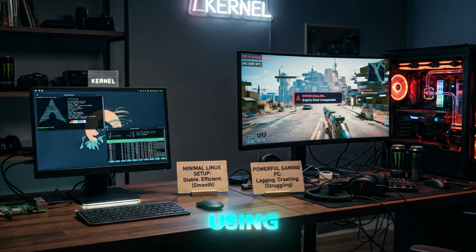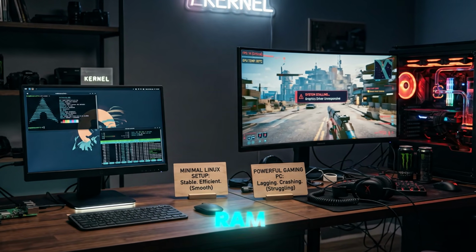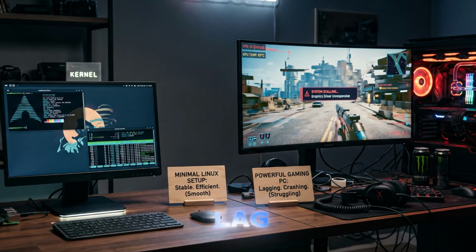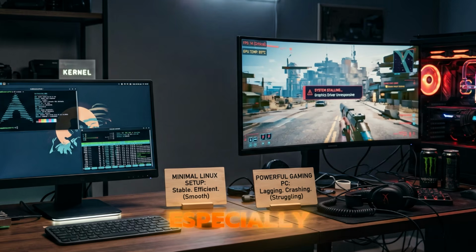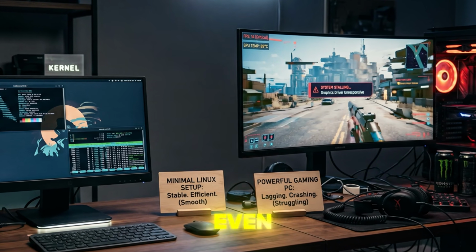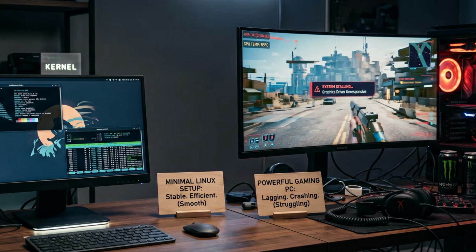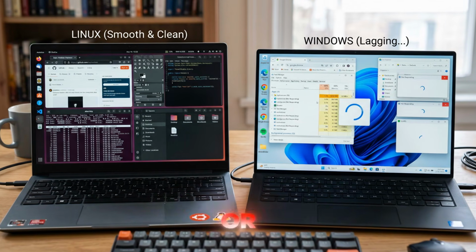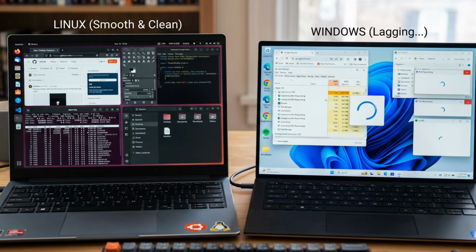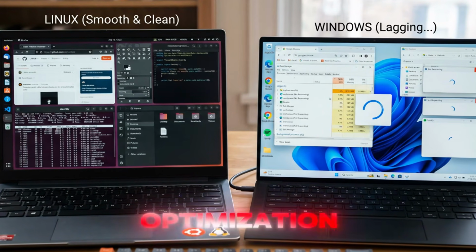That means it starts using your storage drive as temporary RAM, which is significantly slower. This leads to lag, stuttering, and delays, especially if you're using a traditional hard drive instead of an SSD. So even with 16 GB of RAM, if the system is poorly optimized or overloaded with background tasks, performance can drop dramatically. Let's talk about software optimization.